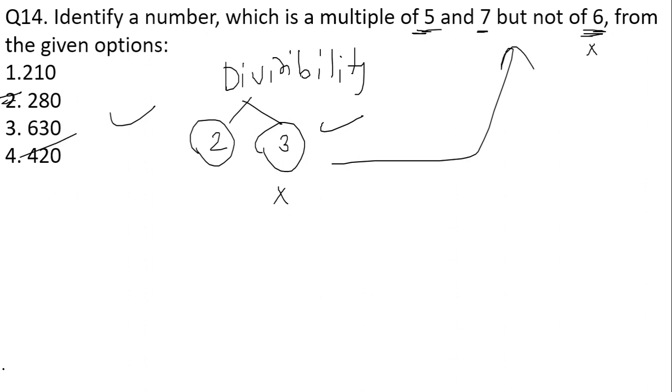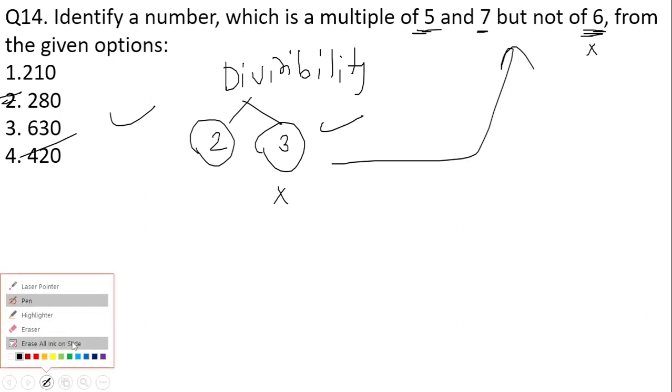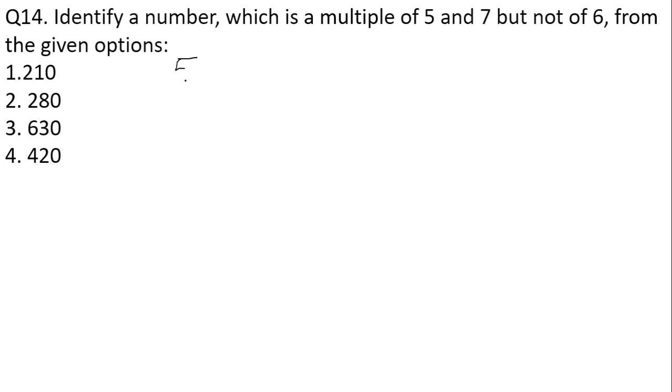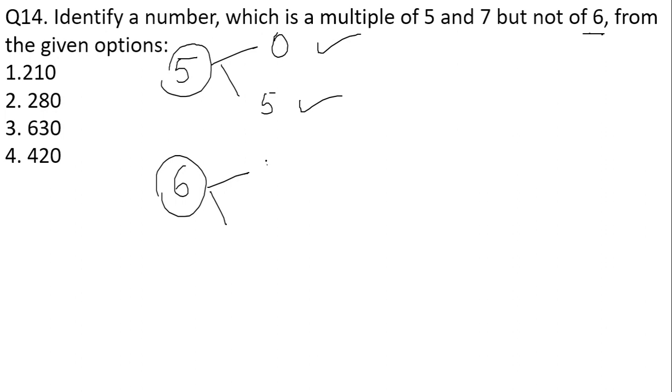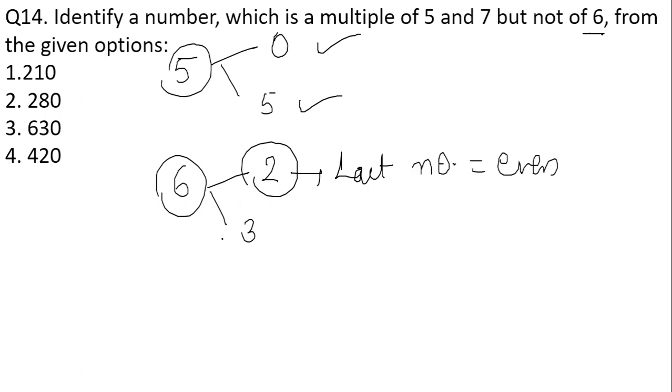I'll elaborate on this particular question so that you will be able to understand. To check whether a number is divisible by 5 or not, we check the last digit. If it is 0, it is divisible by 5. If it is 5, it is divisible by 5 again. To check whether a given number is divisible by 6, we check the divisibility tests of 2 and 3. What is the divisibility test of 2? The last digit should compulsorily be even. And for the divisibility test of 3, we take the summation of all the digits. What does it mean?